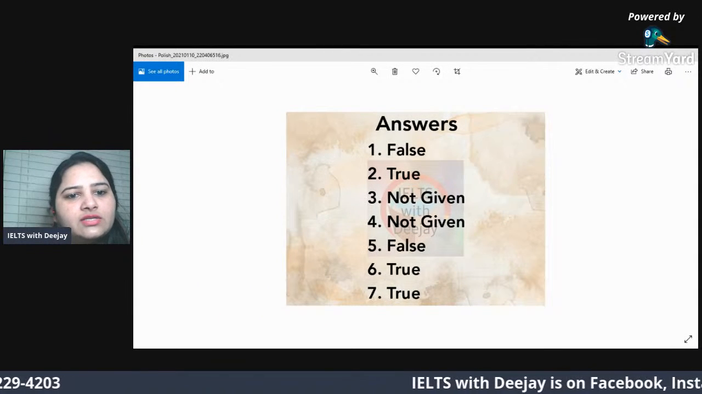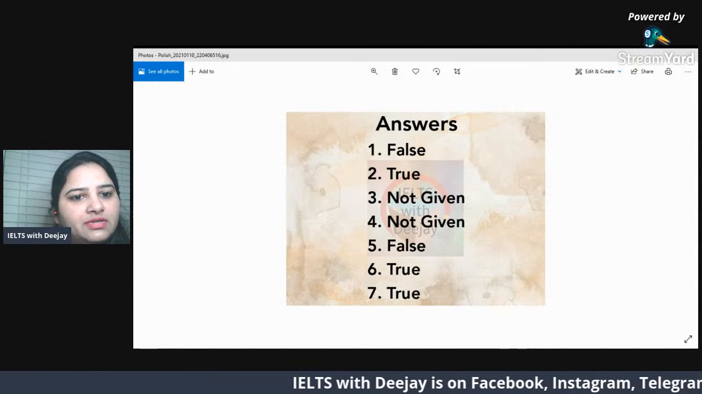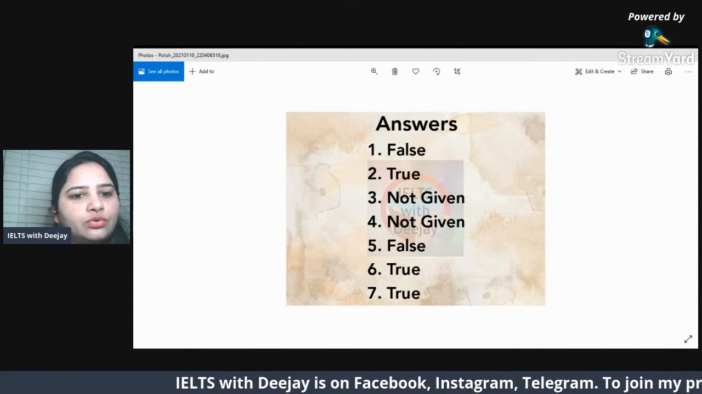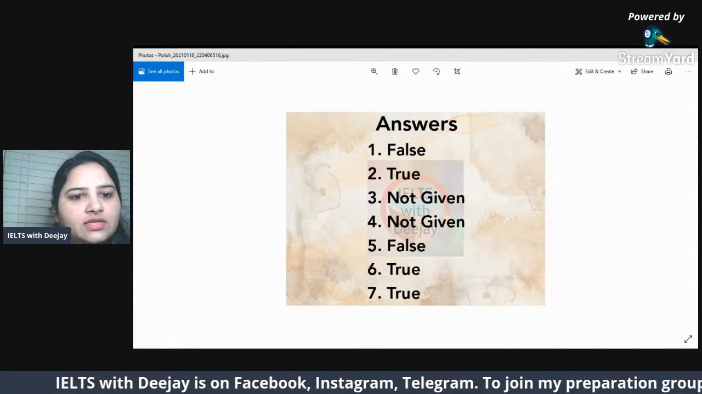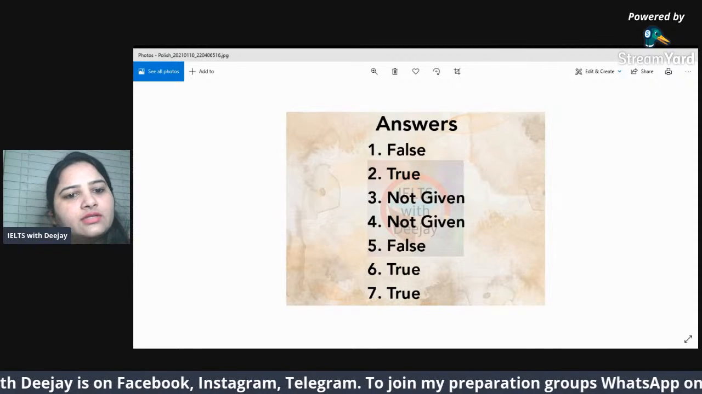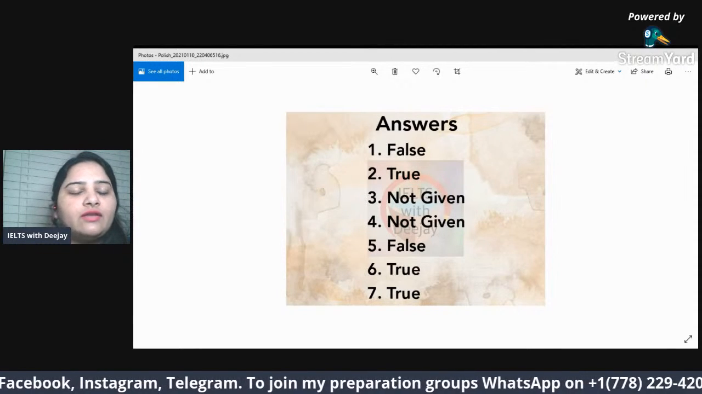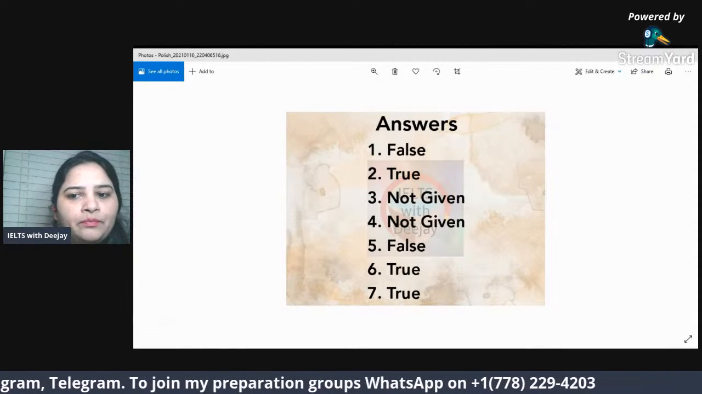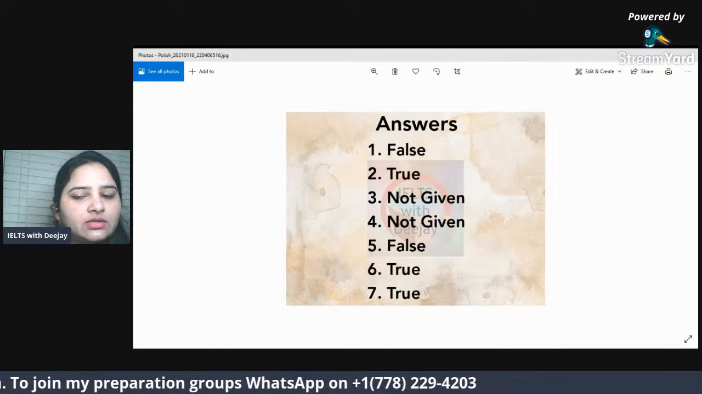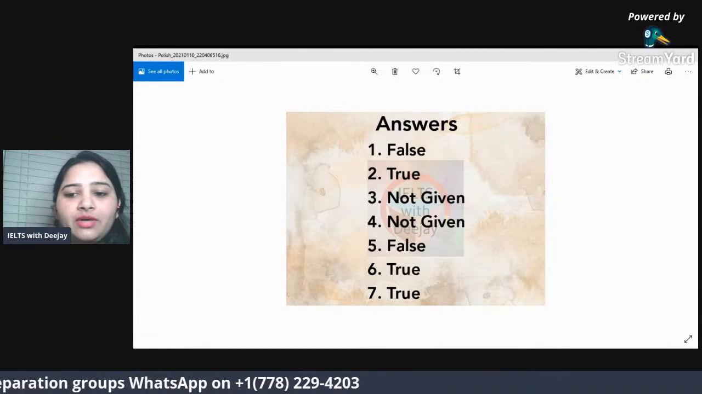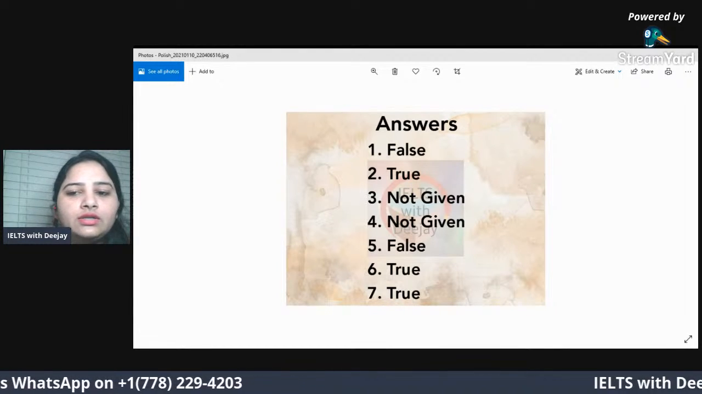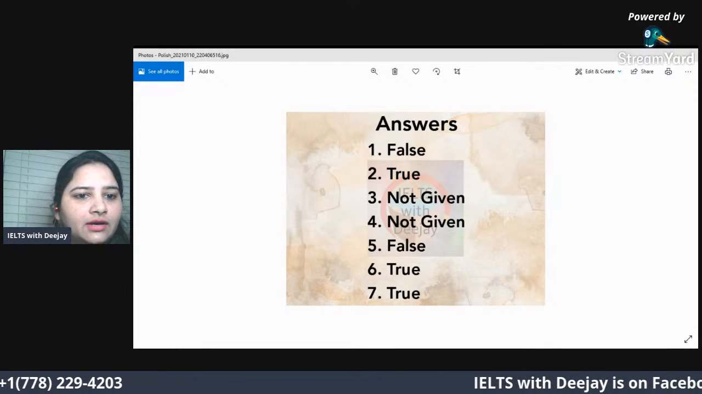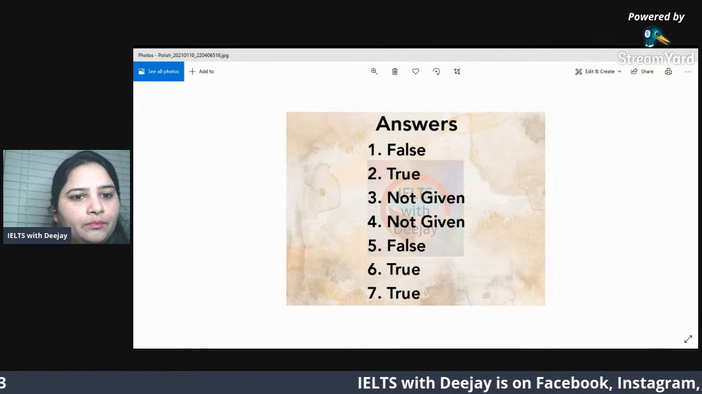I always suggest you should read the questions first, because there is no need to read the whole passage and understand it; we just need to find the answers. We have 40 questions to complete in 60 minutes, and reading the whole passage will waste a lot of time, especially for academic students because their passages are quite long.